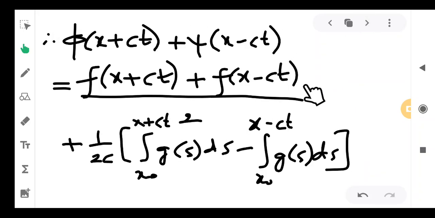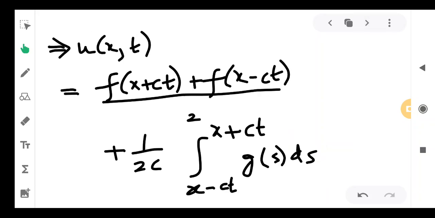So on cancellation, the integrals are in difference. Remember, it's x naught to x plus ct, and this is x naught to x minus ct. So we can split this as x naught to x minus ct plus x minus ct to x plus ct. Therefore, the first part and this will be cancelled, so it will become x minus ct to x plus ct.